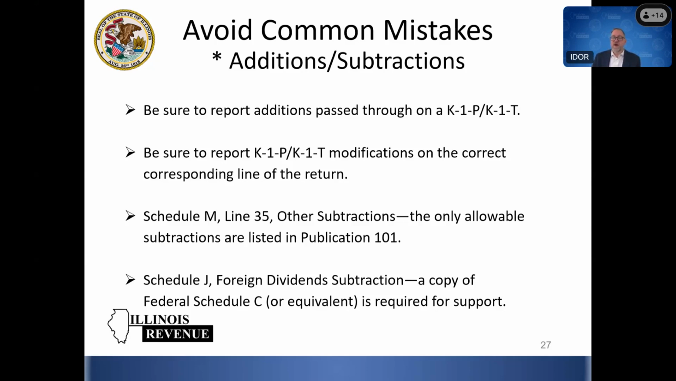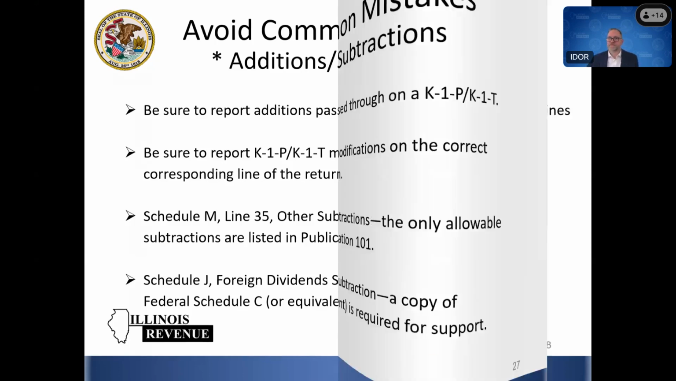Please check Publication 101 before you file your return to make sure that you're filing that line correctly. Finally, if you're reporting a subtraction for Schedule J foreign dividends, a copy of the Federal Schedule C or an equivalent is required for support on that return. Without these forms of support, your return processing will be delayed.